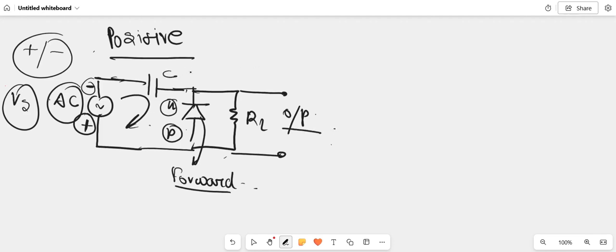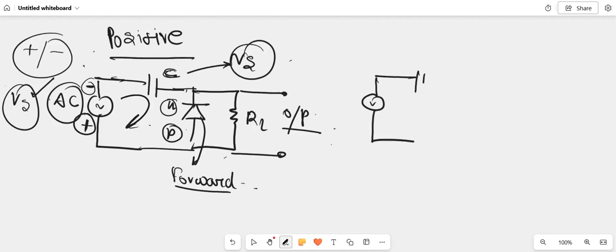So during this time, this capacitor, which I am terming as C, will get charged up to the peak value of the input AC voltage, which is Vs. This occurs during the negative half cycle. And now during the positive half cycle, what happens?